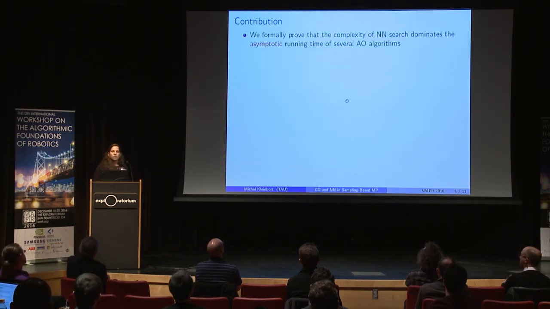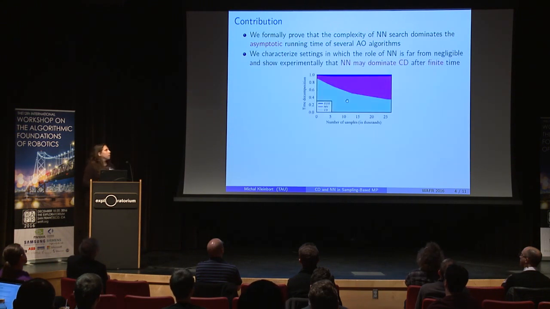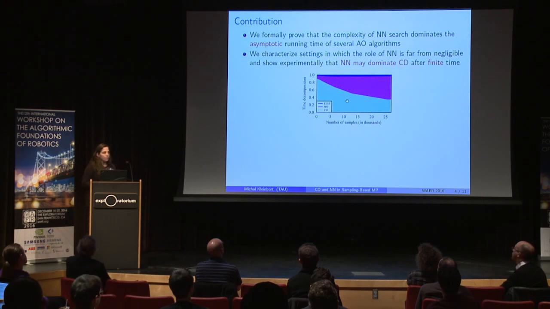So in this work, we formally prove that nearest neighbor search dominates the asymptotic running time of several asymptotically optimal planning algorithms. And we also characterize settings which we term NN sensitive, in which the role of nearest neighbor search is far from negligible, and we show experimentally that nearest neighbor may dominate collision detection after a finite running time.